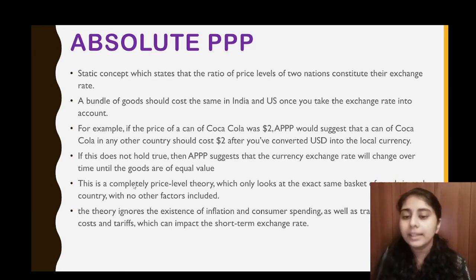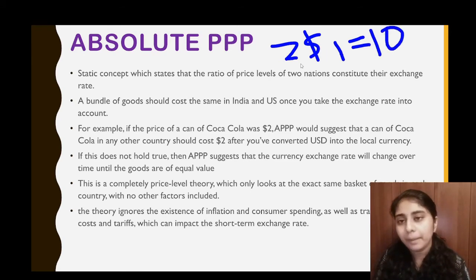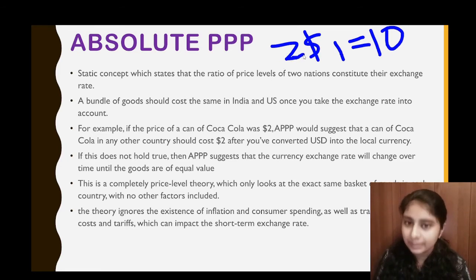Okay, for example, we can say the Coca-Cola costs $2. And we can say $1 is equal to 10 rupees. Okay, we are supposing $1 is equal to 10 rupees. And in America, the Coca-Cola can costs $2. That means in India, it should cost only 20 rupees. Okay, that is what is said in absolute purchasing power parity.